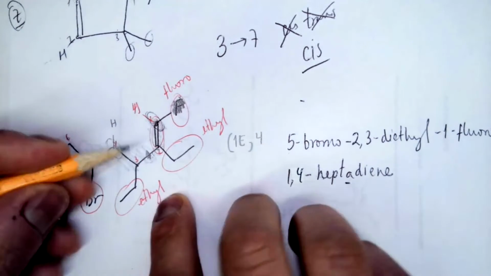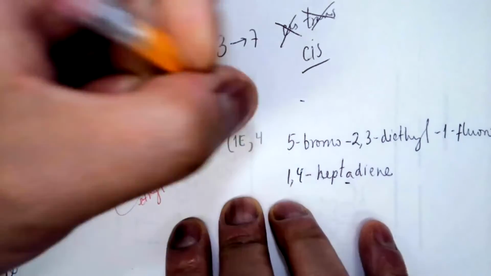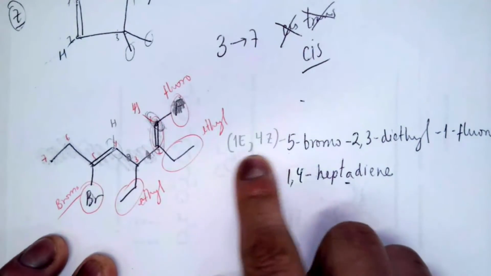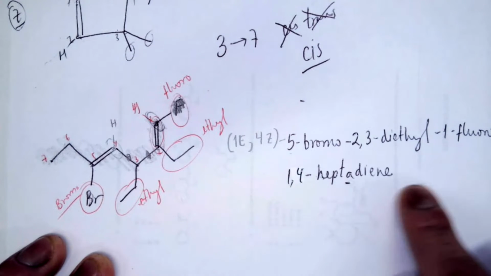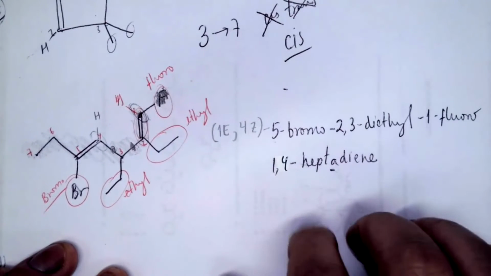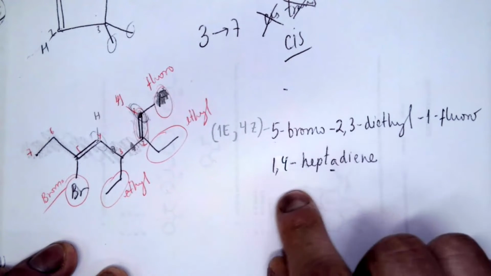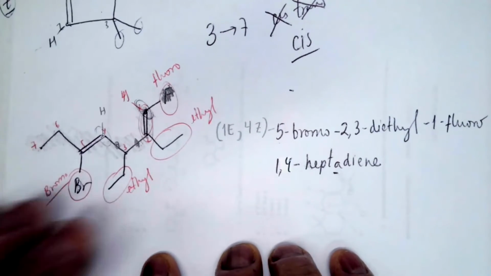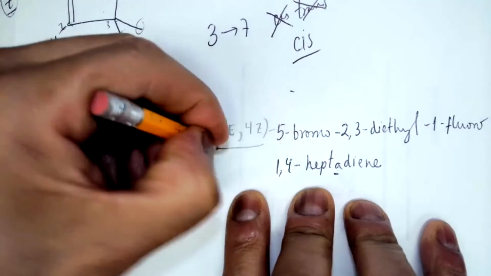Let's see. H, this one is my priority. And here between bromine and carbon, bromine wins. That is a Z. 1E, 4Z, 5-bromo-2,3-diethyl-1-fluoro-1,4-heptadiene. So that would be the name. So next time that you go to the stockroom, please ask for 1E, 4Z, 5-bromo-2,3-diethyl-1-fluoro-1,4-heptadiene. And that's this compound if you want to make it anytime, right? So that's something that we need to include.